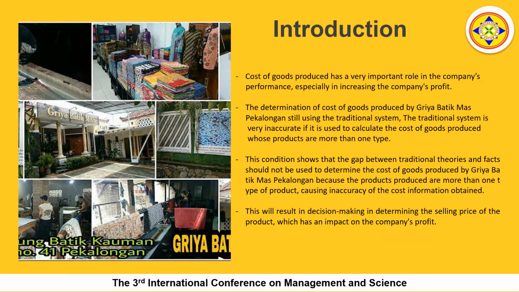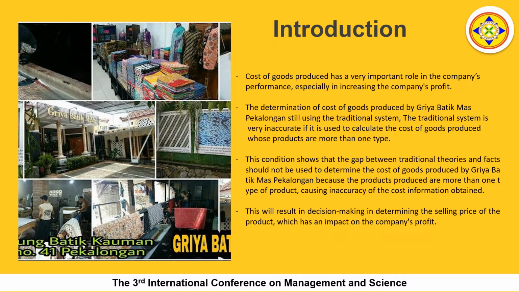Introduction. Cost of goods produced has a very important role in the company's performance, especially in increasing the company's profit. The determination of cost of goods produced by Griya Batik Mas Pekalongan still uses the traditional system. The traditional system is very inaccurate if it is used to calculate the cost of goods produced when products are of more than one type. This condition shows a gap between traditional theories and facts; it should not be used to determine the cost of goods produced by Griya Batik Mas Pekalongan, because the products produced are of more than one type, causing inaccuracy of the cost information obtained.